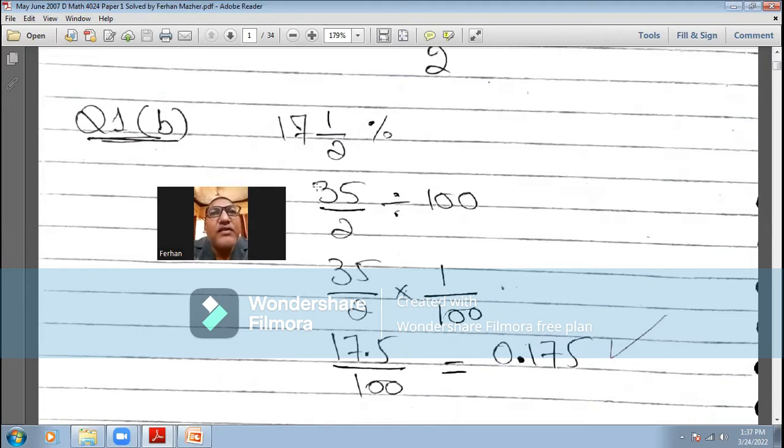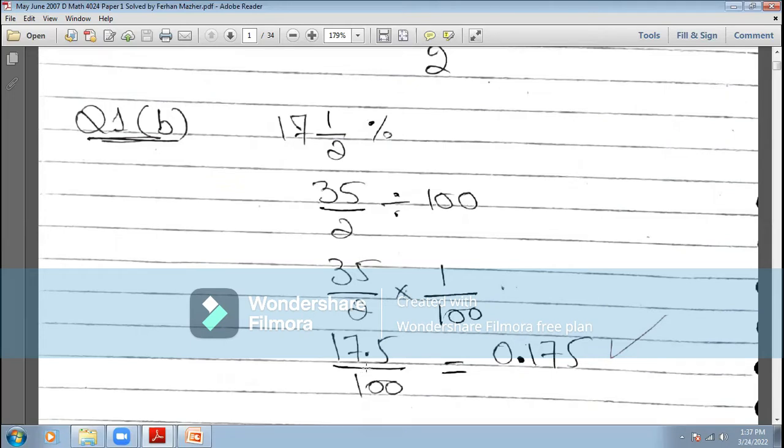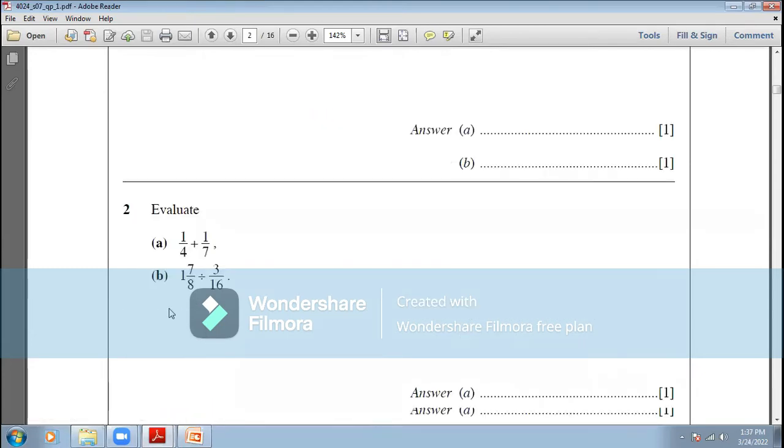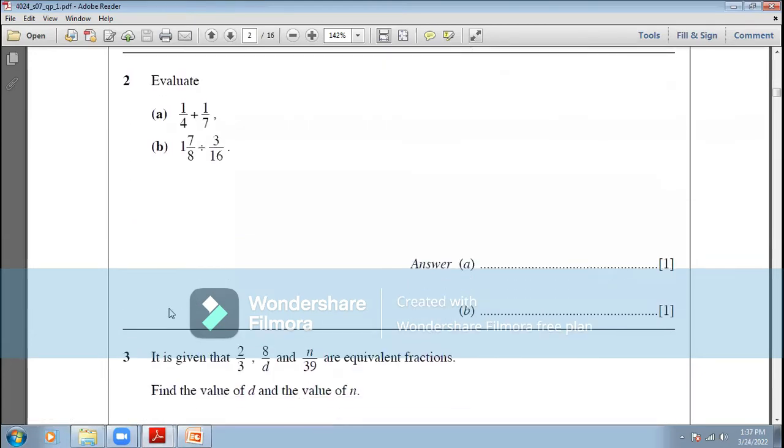17.5 divided by 100. When you divide by 100, you don't have to actually divide, just move the decimal. The decimal will move 2 steps to the left, because you are dividing by 100. So the final answer will be 0.175. Okay, so the next question coming up on your screen.